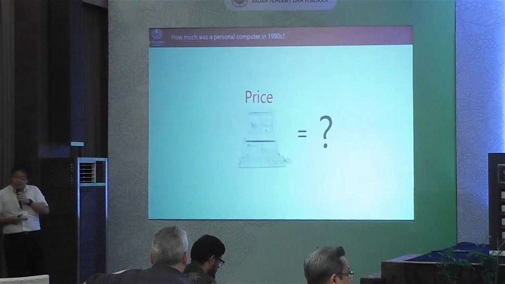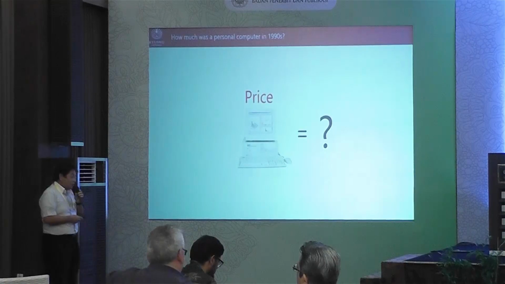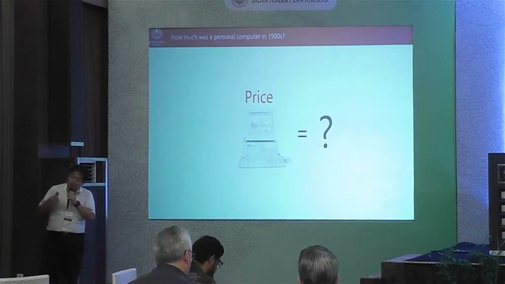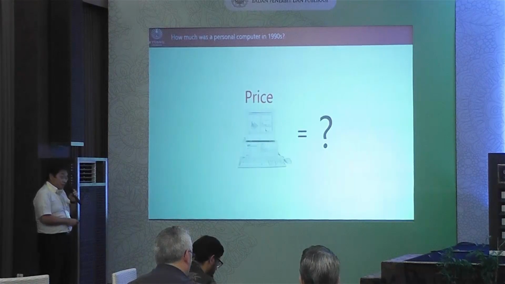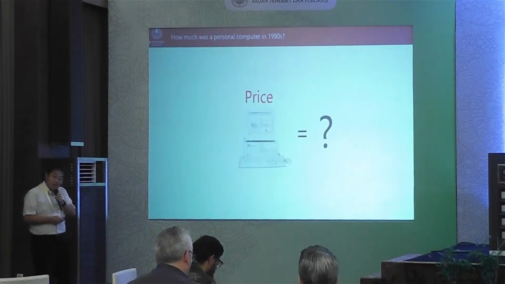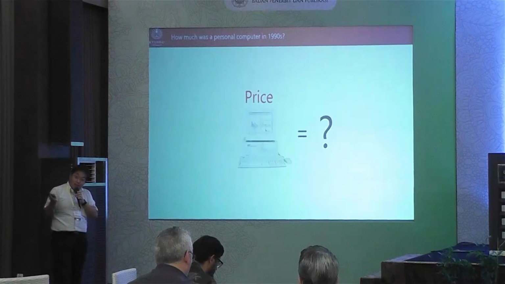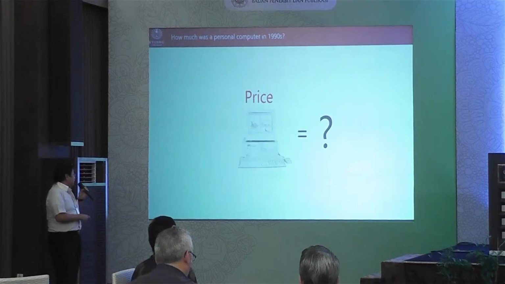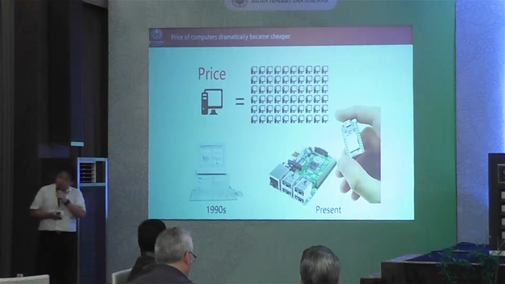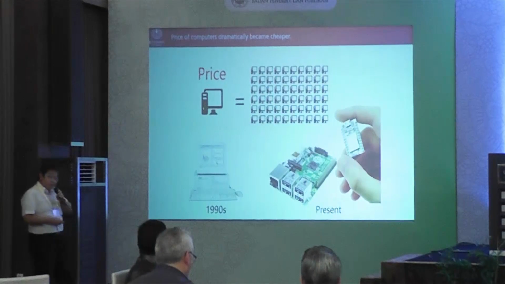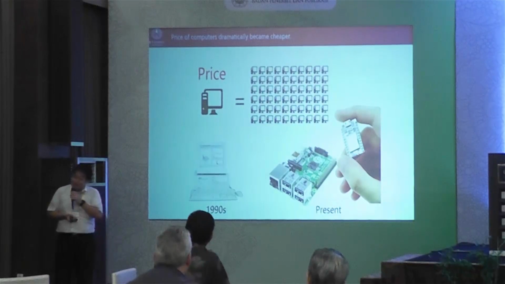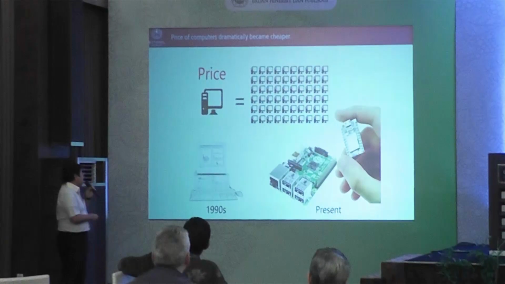Why do I talk about affordability? The price of computers is very important. Twenty years ago, the price of a computer was very expensive, in Japan also about $5,000 US, so we could not install a computer in the field. But now the price of a computer is very cheap. Maybe you can buy 1,000 computers with $5,000 US, for example.